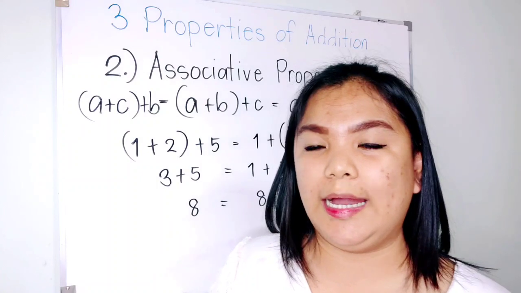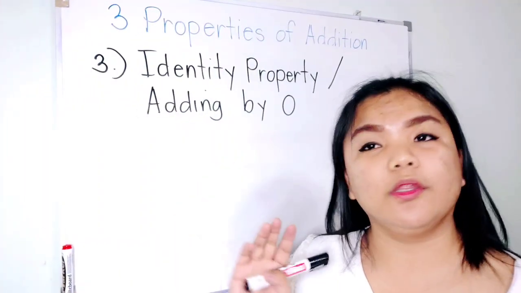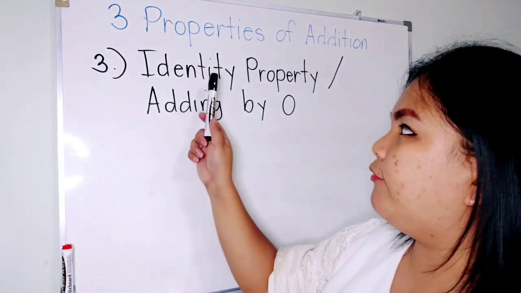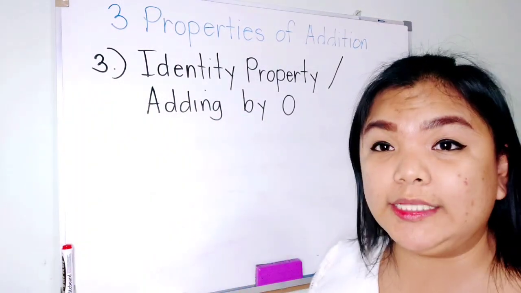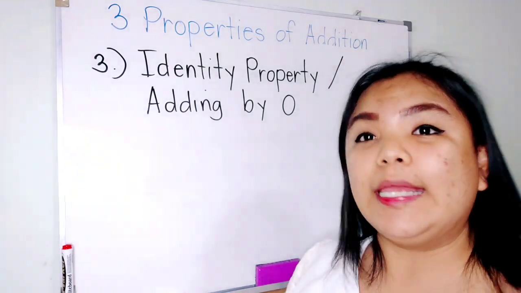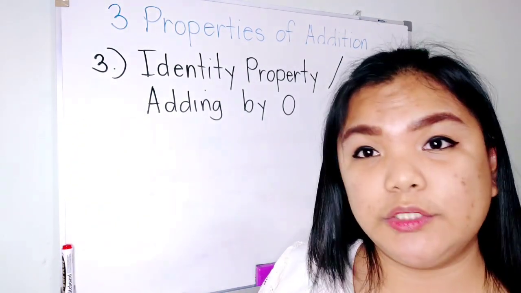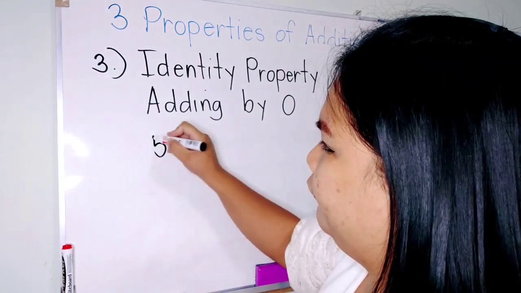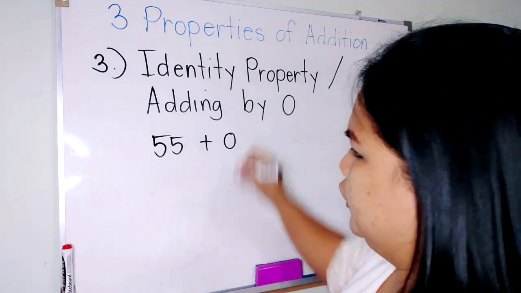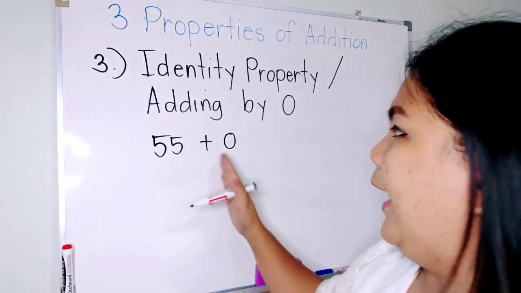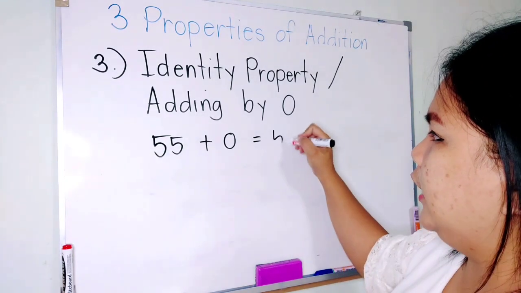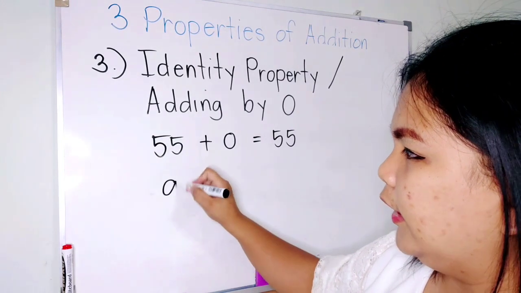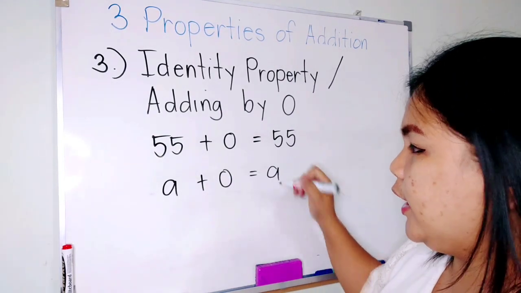And let's try the last property of addition. Okay, let's try the third or the last property of addition. So we have identity property, or adding by zero. So it means any number that is added to zero, the answer is the number. Like for example, I have 55 plus zero. I have a number, add to zero, the answer is the number, which is 55. So it means A plus zero is equal to A.